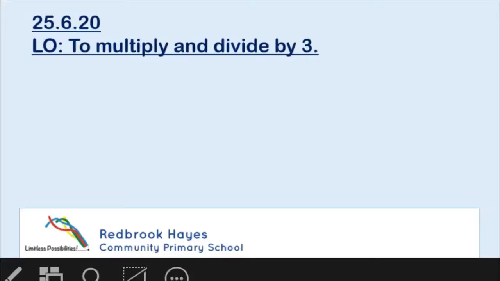So we're going to be looking at different methods and how we can use those number facts. So really just consolidating what we know so far. Pause now then so you can get your date and LO written in your book.